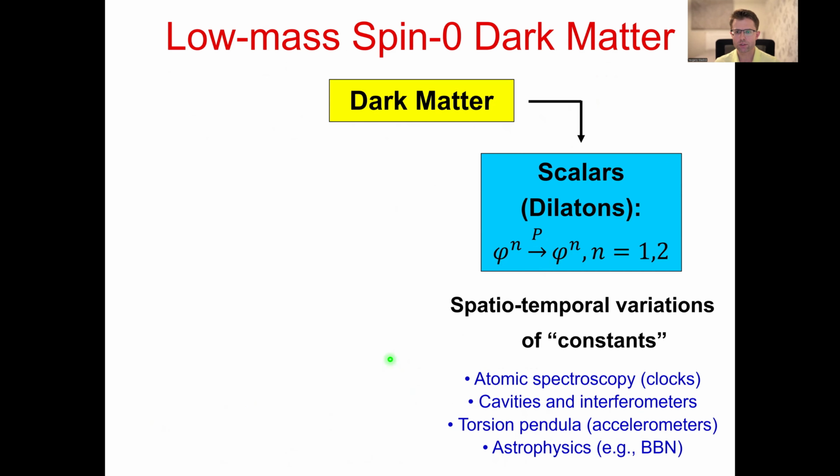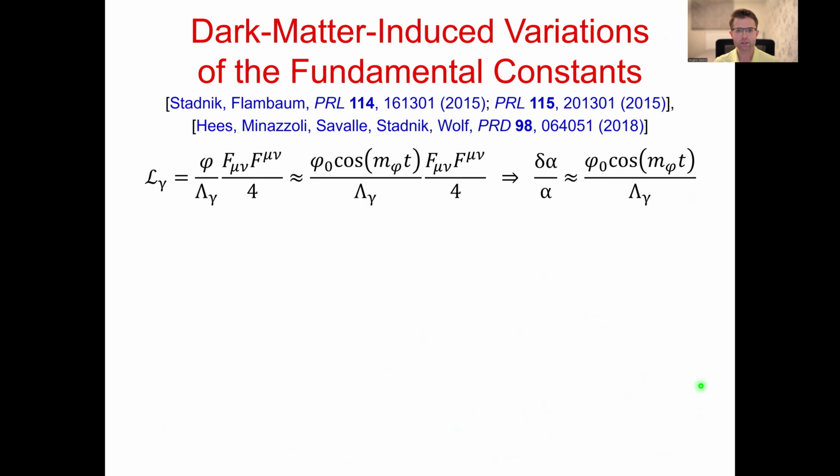And so what I'd like to do today is discuss the possibility of scalar dark matter, how scalar dark matter can induce apparent variations of fundamental constants, and some of the predominantly laboratory and tabletop scale techniques that we can utilize to search for this type of dark matter. So one of the simplest ways in which dark matter may induce apparent variations of the fundamental constants of nature is if we have, for example, a linear interaction of an oscillating scalar field phi with the electromagnetic field tensor F of the standard model.